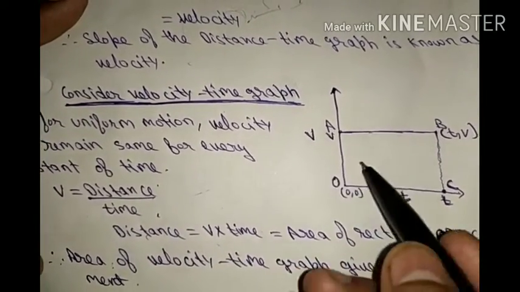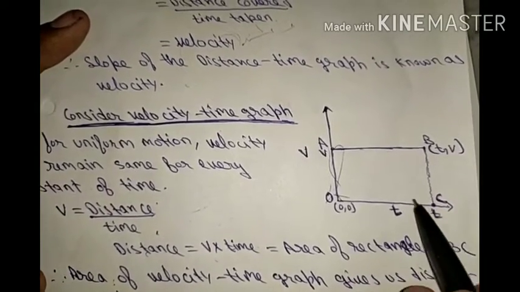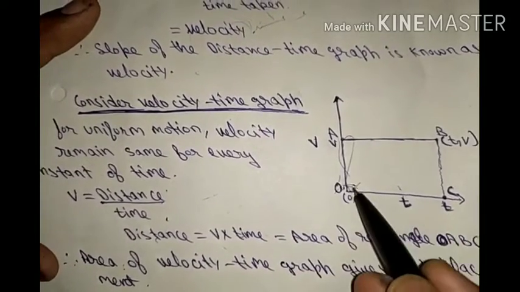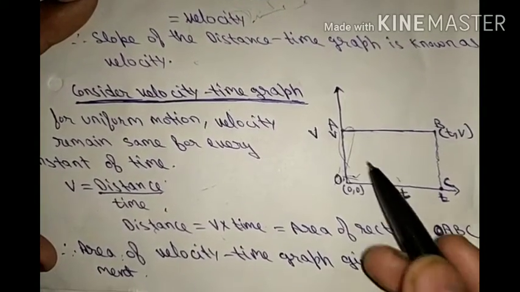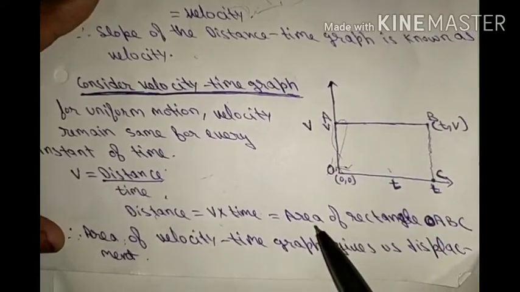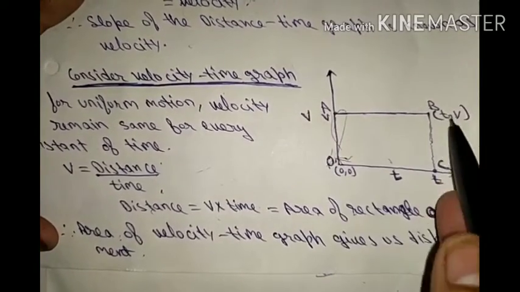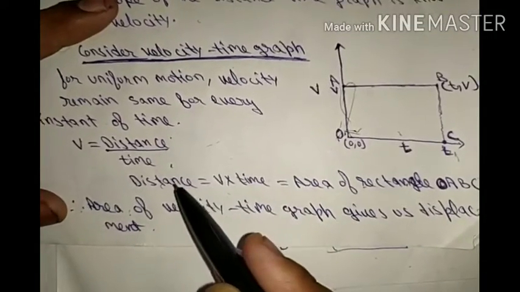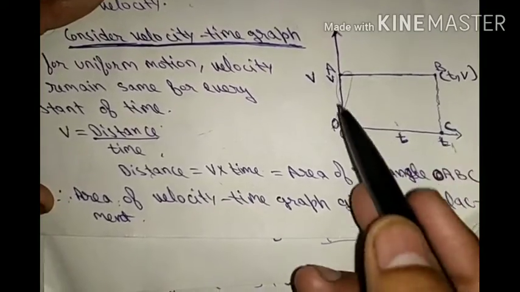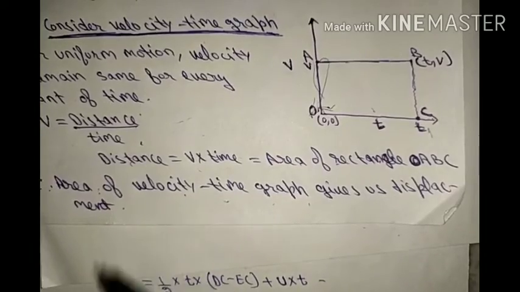But if you see this graph, this is the velocity and this is the time axis, and you can see it is a rectangle. What is the area of a rectangle? Length into breadth, which is velocity into time. So this means distance is equal to velocity into time, and velocity into time is the area of this rectangle. So I can write distance is equal to area of the rectangle OABC. So we can calculate the distance by measuring the area of this graph. So area of the velocity time graph gives us the displacement.